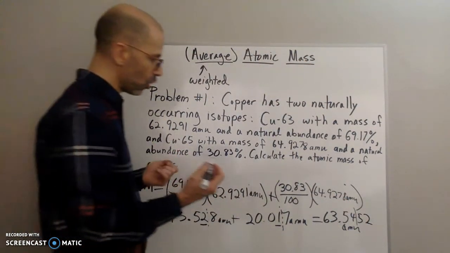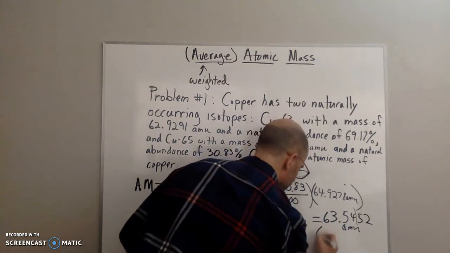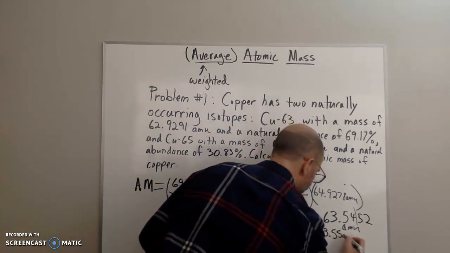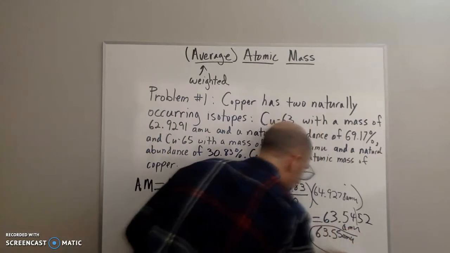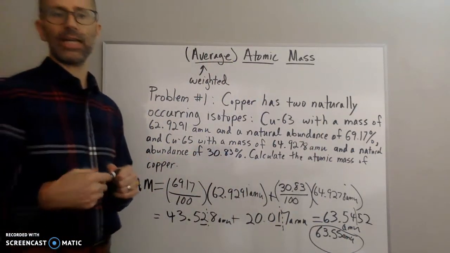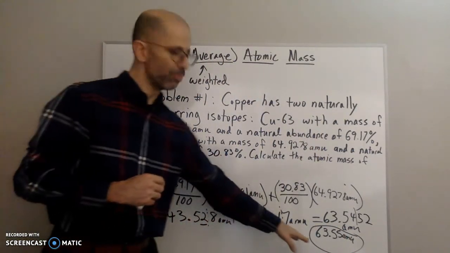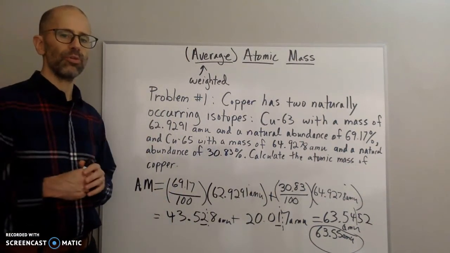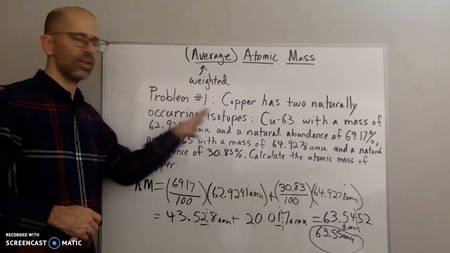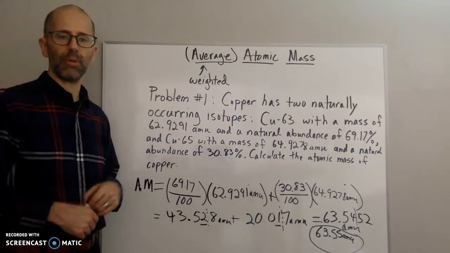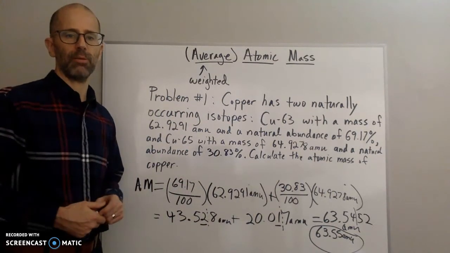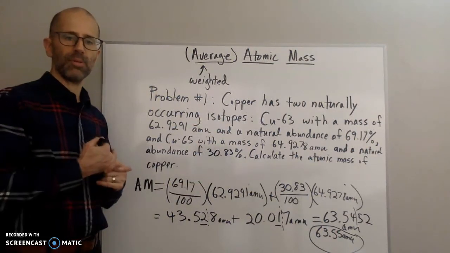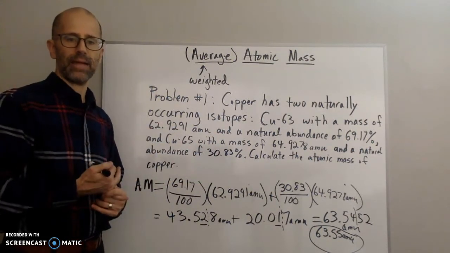So since the least number is 2, then that means I can only have 2 decimal places for my answer there, and so that means that my final answer is 63.55 AMUs for copper. And you'll see if you look on the periodic table, that is pretty much what you will have in the periodic table. So I hope this was helpful. This is a good example of a typical problem where you're asked to find the average atomic mass, and they give you the isotopes with their percent abundances and their masses.